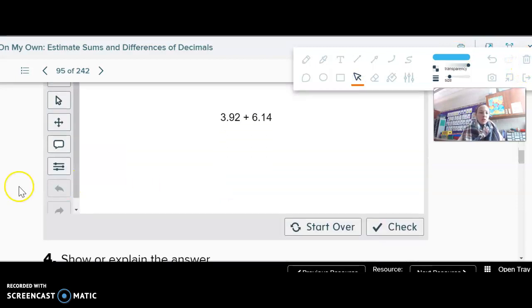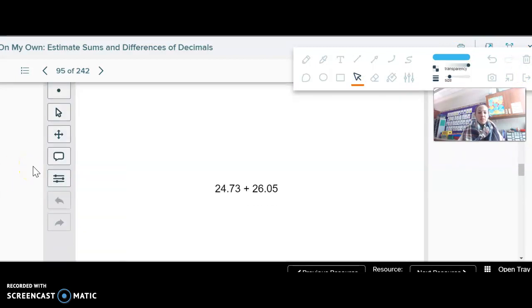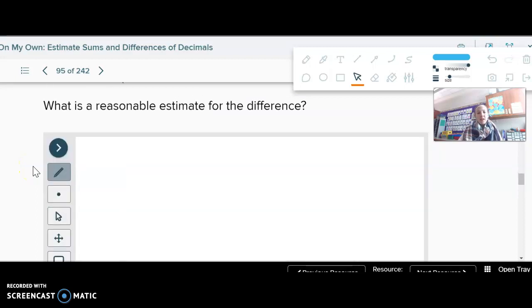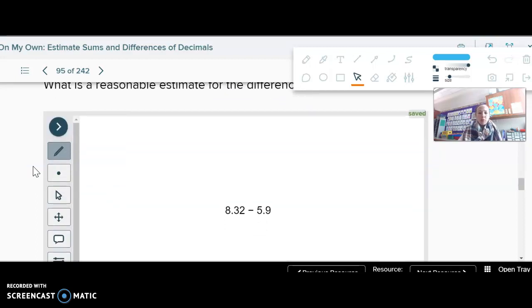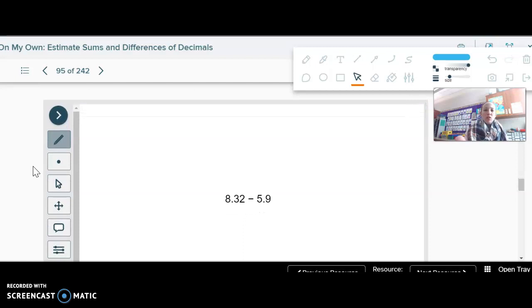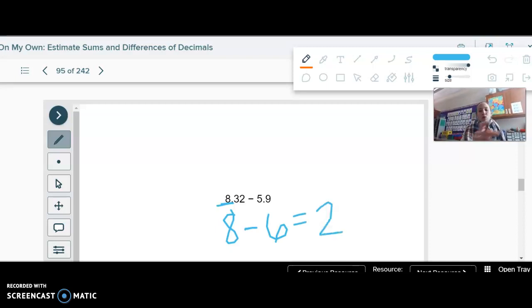All right, let's find one that's the difference. As always, if you need more help, make sure you ask. So, what can I estimate the difference to be? All right, well, if I round to the whole number, I get 8. Whole number, I get 6. If you need more help with rounding, make sure you ask. I can subtract those. So 2 is a reasonable estimate.